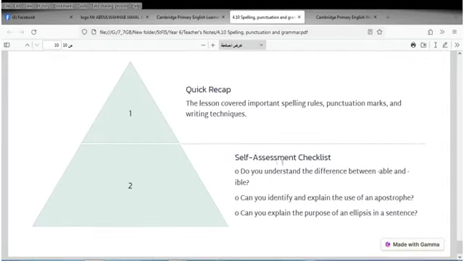By doing this, we understood the difference between able and IBLE. We identified and explained an apostrophe. We identified and explained the purpose of ellipsis in sentences. We talked about some spelling rules, punctuation marks, and writing techniques.